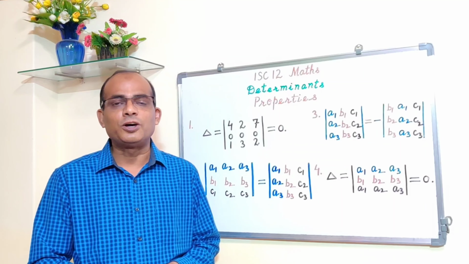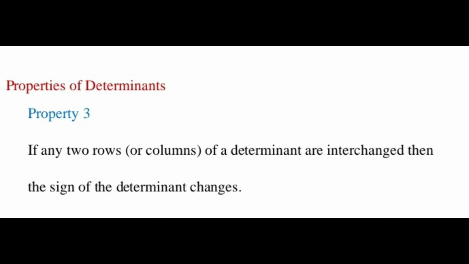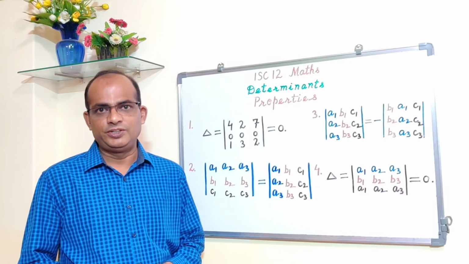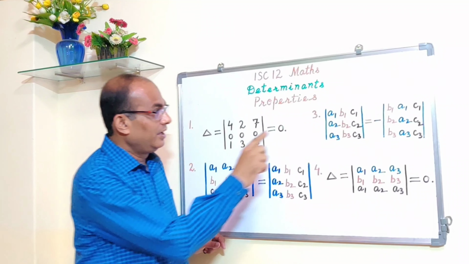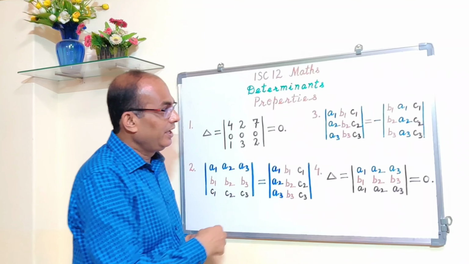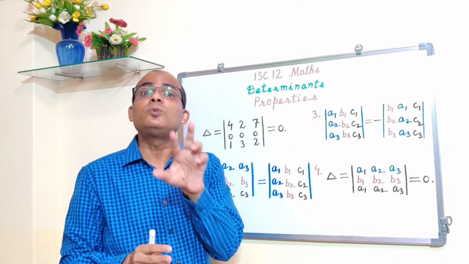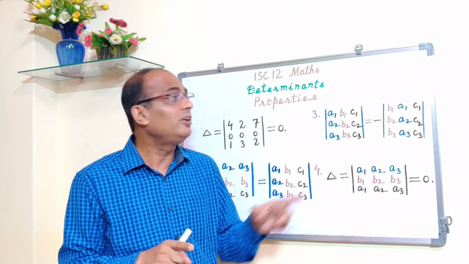Now, third property, and the property is, if any two rows or columns of a determinant are interchanged, then the sign of the determinant changes. The sign of the determinant changes. Any two rows or columns. Alright? You can see. Third property. What are we saying? We are saying any two rows or columns are interchanged, then the sign of the determinant changes.